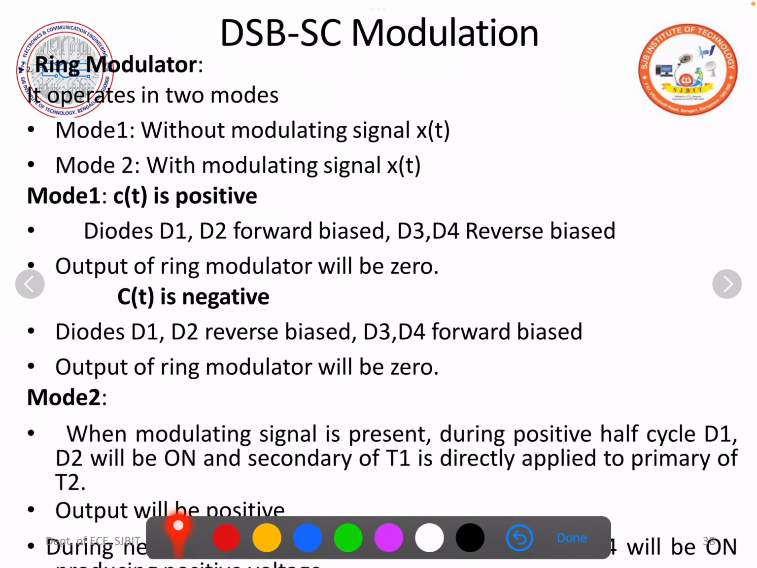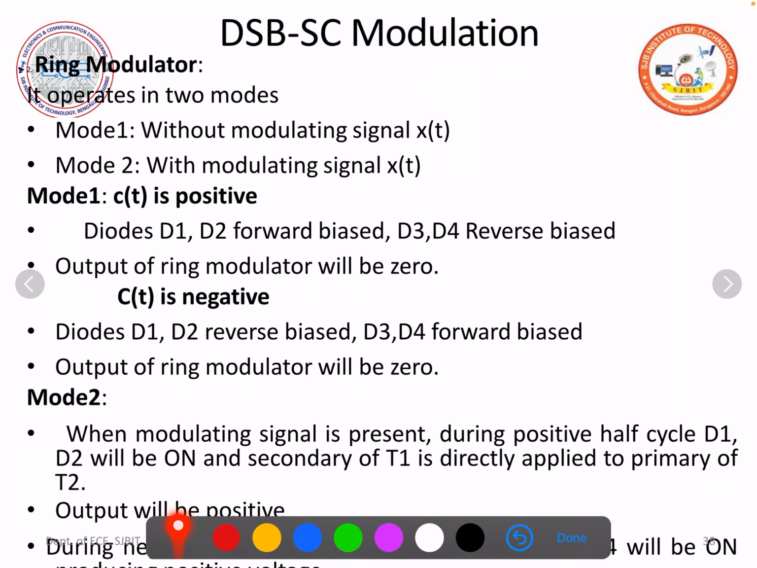So here the ring modulator is operating in 2 modes. One is without the modulating signal x of t, and another one is with the modulating signal x of t. In mode 1, we'll assume that the message signal, the modulating signal, is absent and we only have a carrier signal. So only carrier signal c of t is present, the message signal is absent.